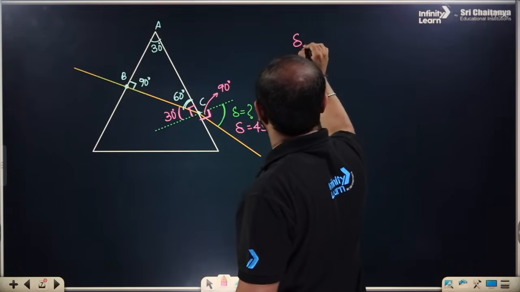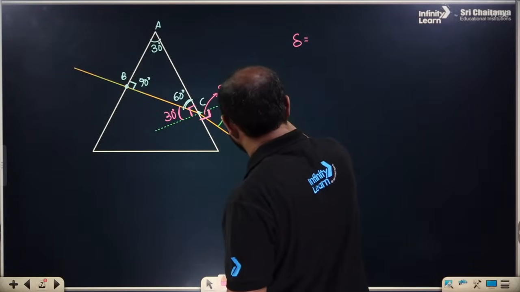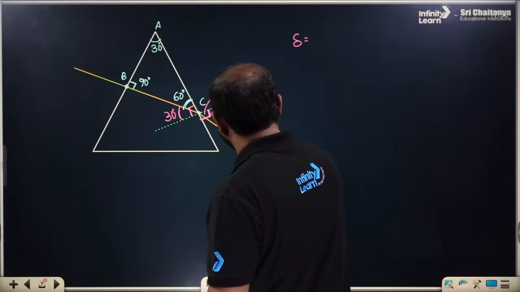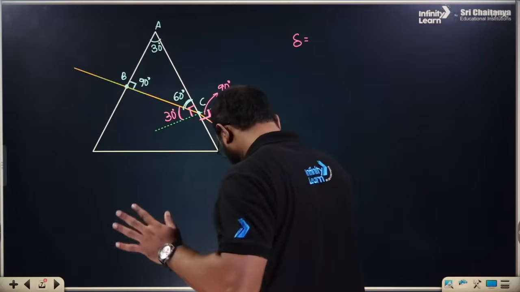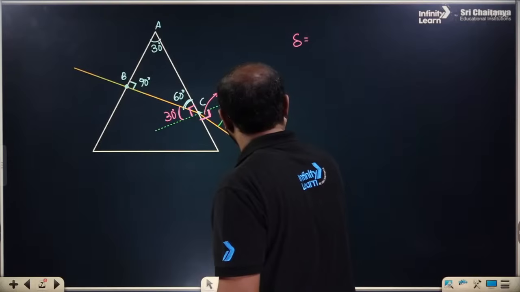Formally, if it is 45, then you can move forward and find the deviation, sorry, no, my bad. I'm extremely sorry, people. We have to find out the angle of emergence. My bad, I'm extremely sorry. This is the angle of emergence. It is going to be 45.